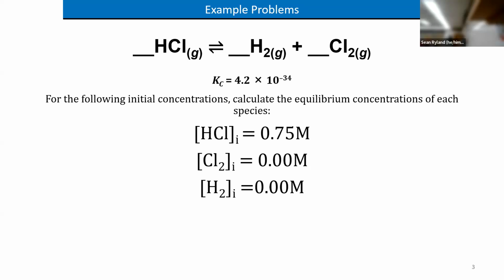But this is where we also show that our assumption is valid. X is less than 5% of what we started with. In fact, X is so small that within sig figs, this number is not even going to change, right? If X is 10 to the minus 17, then really we don't have 0.75 anymore. We have 0.749999999999 something. Really close to 0.75.